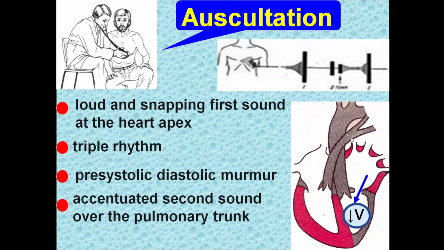Over the heart base there will also be specific changes. We will hear an accent of the second sound over the pulmonary trunk. If you remember the mechanism of the Kitaev reflex, which finishes with increased pressure in the lesser circulation, it is characterized by an increased second sound over the pulmonary trunk, which becomes louder than over the aorta.